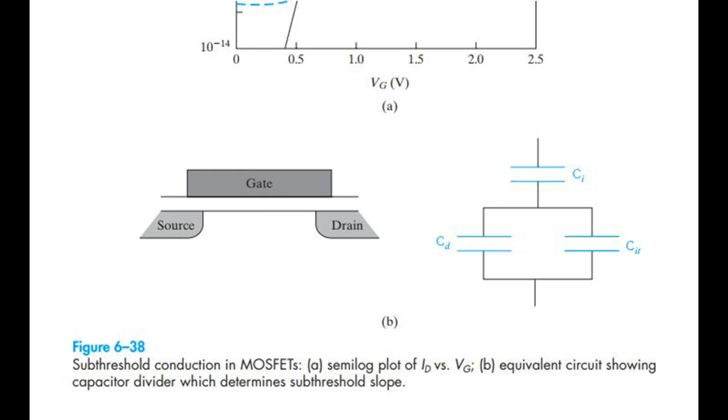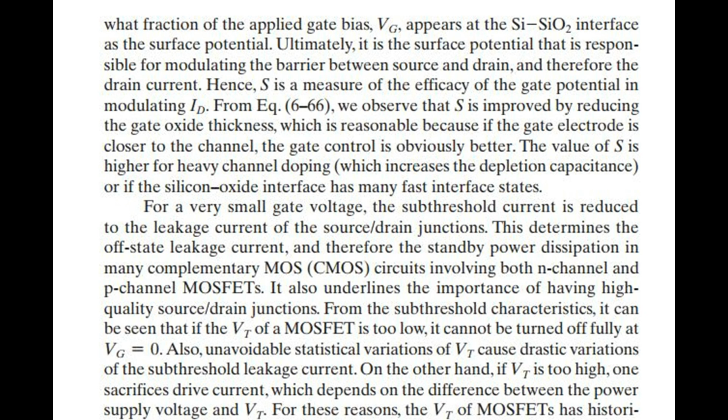Ultimately, it is the surface potential that is responsible for modulating the barrier between source and drain, and therefore the drain current. Hence, S is a measure of the efficacy of the gate potential in modulating drain current. From EQ 666, we observe that S is improved by reducing the gate oxide thickness, which is reasonable because if the gate electrode is closer to the channel, the gate control is obviously better. The value of S is higher for heavy channel doping, which increases the depletion capacitance, or if the silicon oxide interface has many fast interface states.